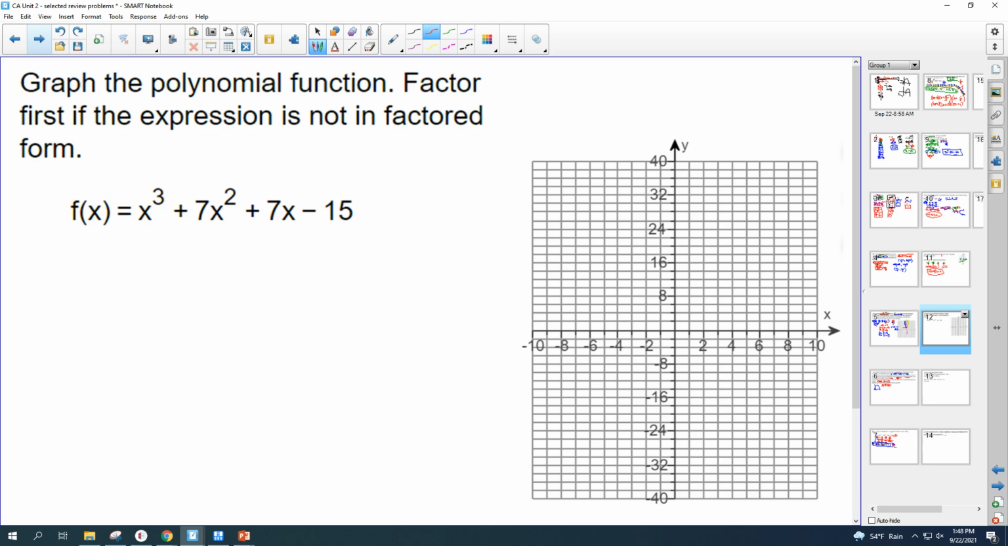Next, graph the polynomial function, factor first if the expression is not in factored form. So if I need to factor this, I might find the zeros, 1 and 15, 3 and 5. I know Desmos will handle most of this. Your graphing calculator will handle most of this, but they want the zeros. We're looking at the zeros. So let's see what works. Let's see if 1 works.